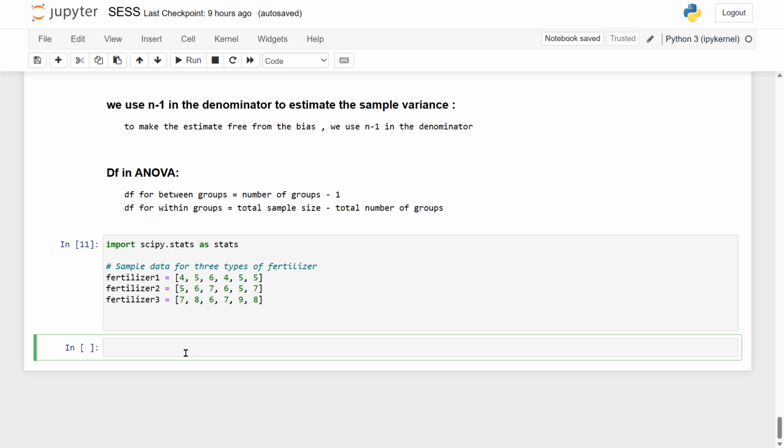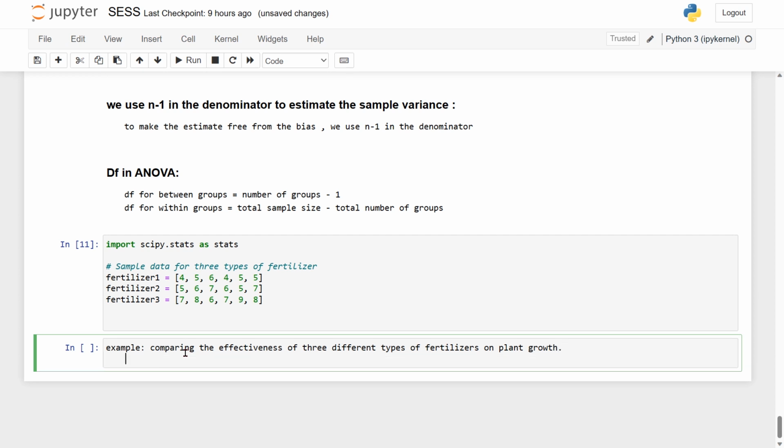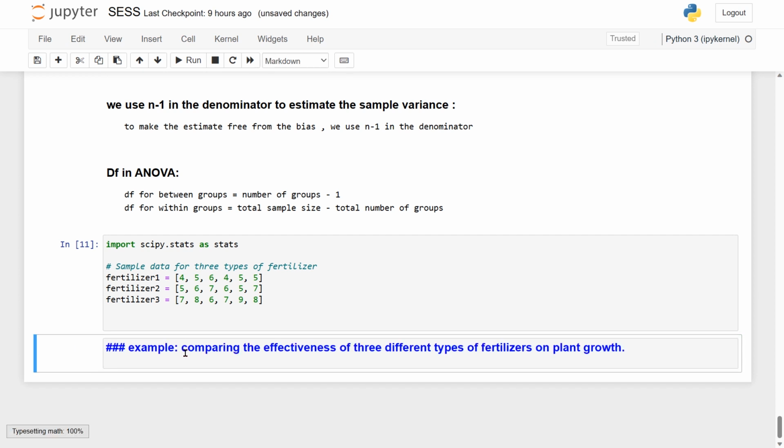So for the ANOVA example that we're going to do here, let's study comparing the effectiveness of three different types of fertilizers on plant growth. So that's what they want to do. In this study, let's write down the steps one by one.